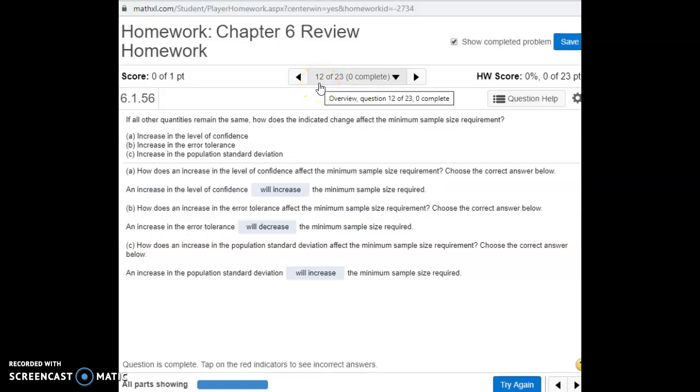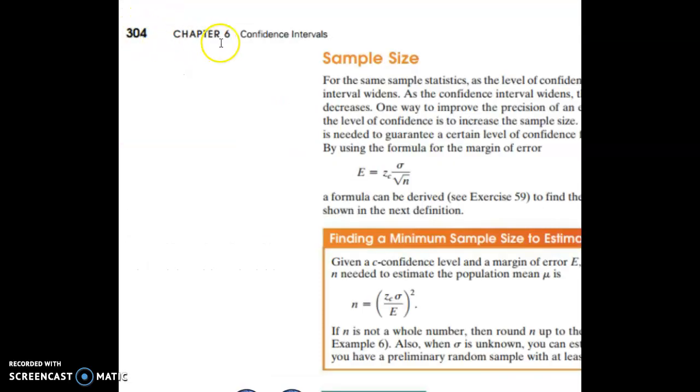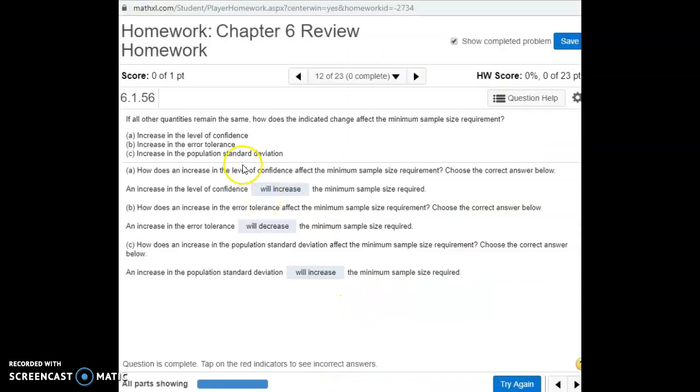Number 12 is saying if we change nothing else at all, how does changing just one of these variables at a time affect the minimum sample size requirement? And so in 6.1, we're seeing how changing just one of the arguments in this formula would affect our result for the minimum sample size needed.